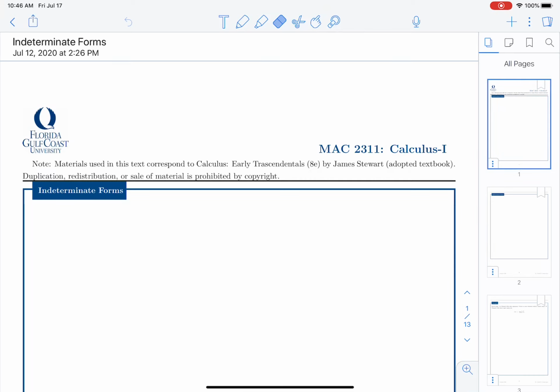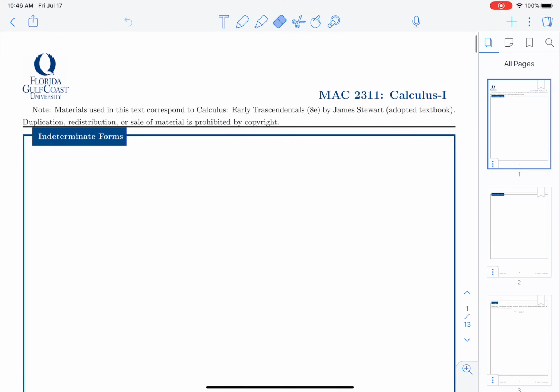Indeterminate forms are important when we evaluate limits. Sometimes we may look at a limit and it may seem as though it is zero, or it may seem as though it is infinity. But in reality, it could be an entirely different number. What do we mean by an indeterminate form? There are certain forms which are considered to be indeterminate.